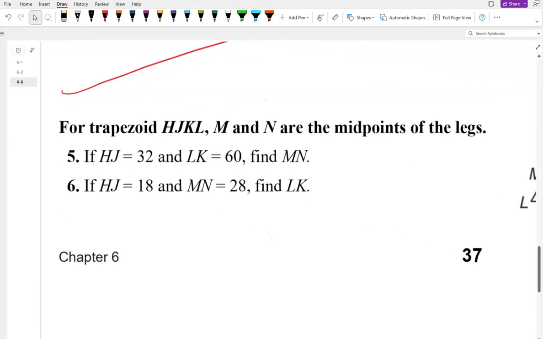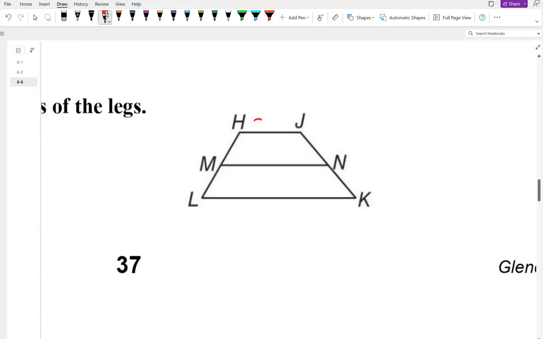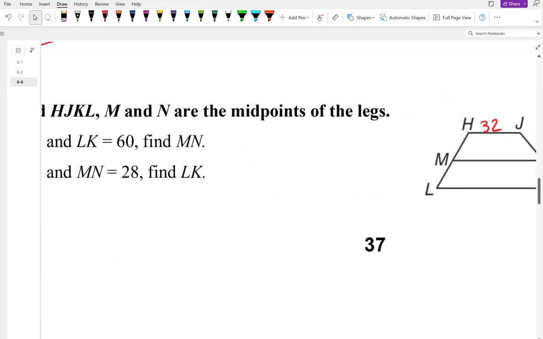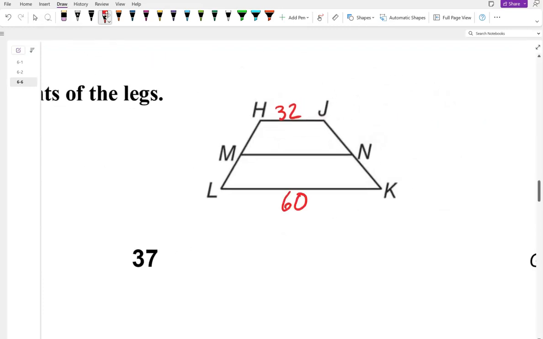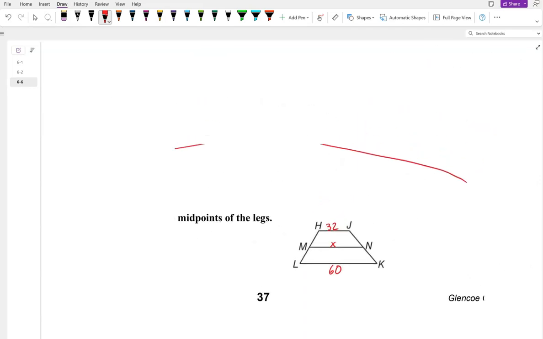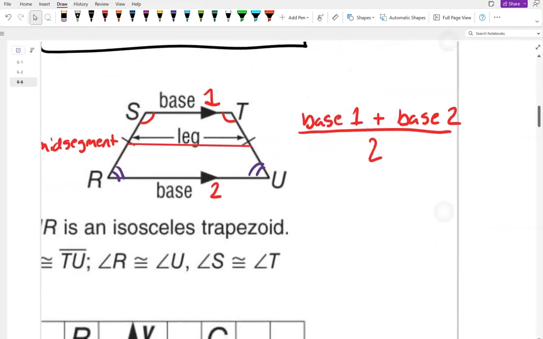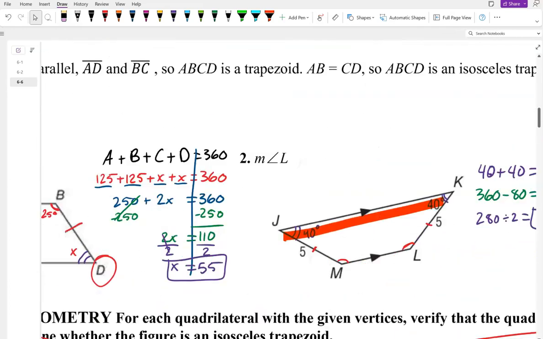It says if HJ is 32, so if I look on here, HJ is 32, and LK is 60, so LK is the bottom base. They want to know what segment MN is. So I'm just solving for the mid-segment, like we talked about before. What you would need to remember, which is what I had you write up here, is that to find the mid-segment, you just add the two bases together and divide by 2. So that's literally all I have to do here.